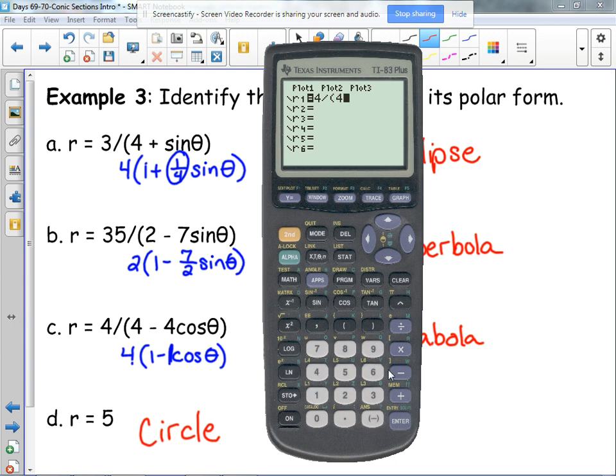Let's look at this one. 4 over 4 minus 4 cosine. And there's the parabola. And isn't that beautiful? We can't graph a parabola like that in rectangular form without doing the positive and the negative square root, but we can do it. The polar form will put up the entire parabola there for us. Okay. And then, of course, r equals 5. I could just type that in. And there's a circle. It doesn't look like a circle right there because my window is not square. Zoom square, number 5. Now it looks like a circle.